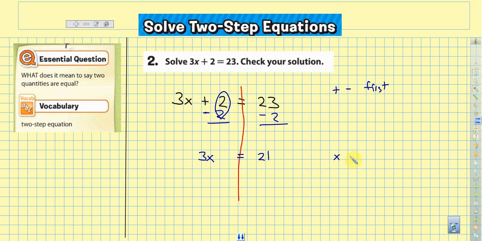Now we're going to be doing our multiplying and dividing second. Well, I'm multiplying, so we're going to undo that. Divide by 3. Divide by 3. 3 goes into 3 one time. That's our x. 3 goes into 21 7 times. But we're not going to put a mark over this just yet. Let's check our answer. Does 3 times 7 plus 2 equal 23? Well, 3 times 7 is 21, plus 2 is 23. So yes, it does.